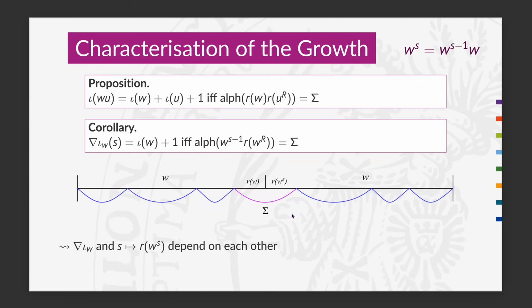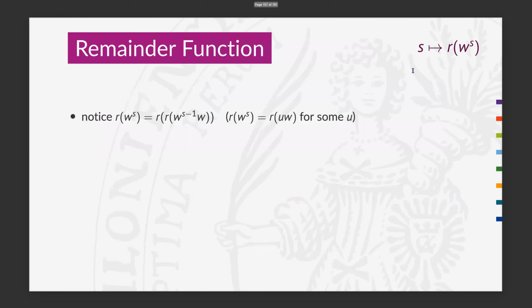So the nabla function, the nabla of iota W, and the function which maps S to the rest, only the rest of W to the S, they depend on each other. Where we are always looking at the rest. And what we are doing here is saying, okay, if I have a W to the S, I'm taking the last occurrence of W, and now I want to know what is the rest of this one. And we notice that I can build, so the rest of W to the S is obviously the rest of the rest by forms of this one.